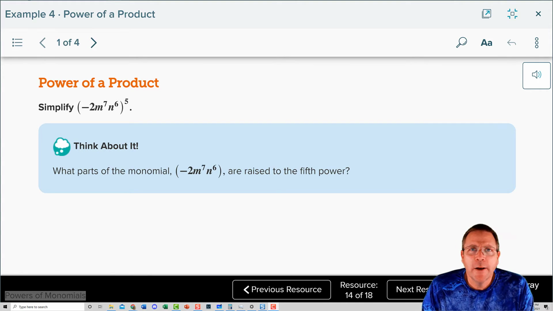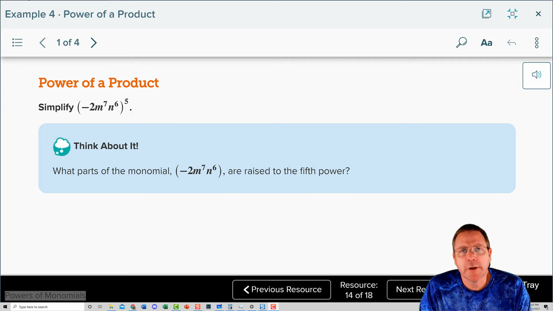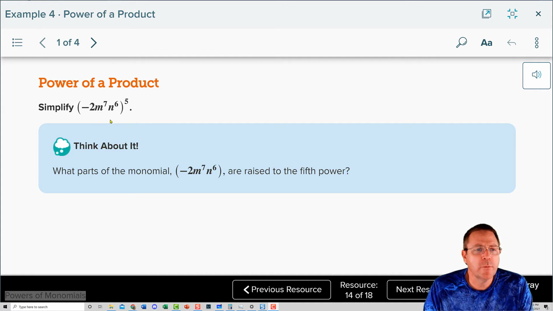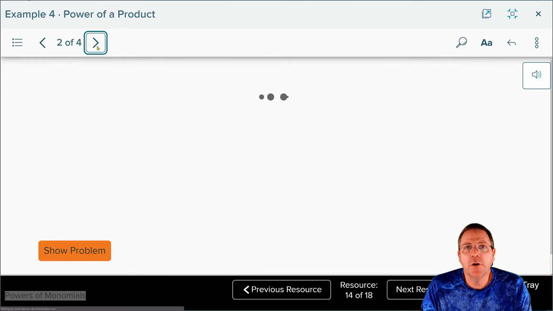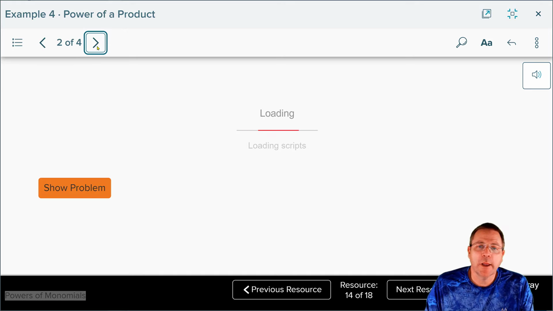But what if you had a whole bunch of pieces parts inside your parentheses just like we have this one? Well, it's going to work the same exact way, only we're going to distribute that 5 through the -2, the m to the 7th, and the n to the 6th. Every piece is going to get it. You do need to be careful with that -2 though. The whole thing, -2, is going to be raised to the 5th power, so the whole thing is going to end up having to go inside your parentheses just like we've done in other occasions.